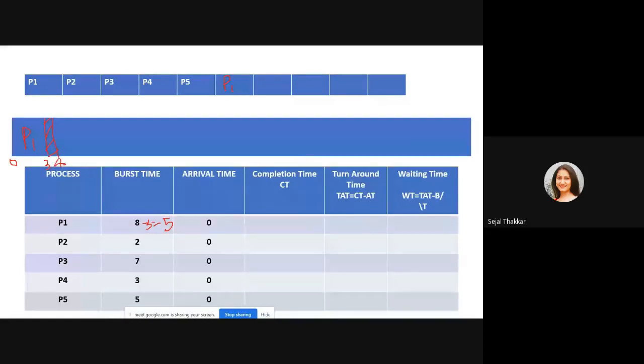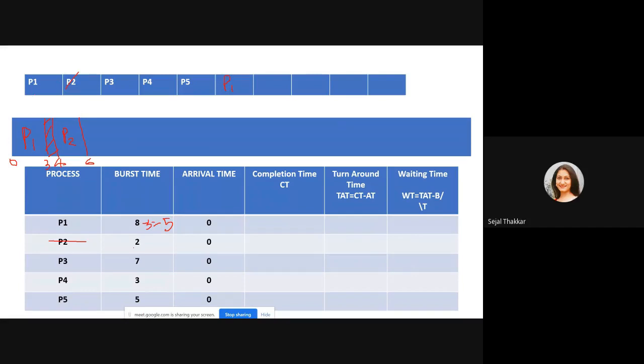Now at 4, P2 starts its execution, and P2 has only 2 units of burst time. So P2 will complete at time 6, because the time quantum is 3 but P2 has only 2 units. P2 is completed, so we remove it. P2 will not come back into the ready queue because it has completed its execution. Now P3 will come.